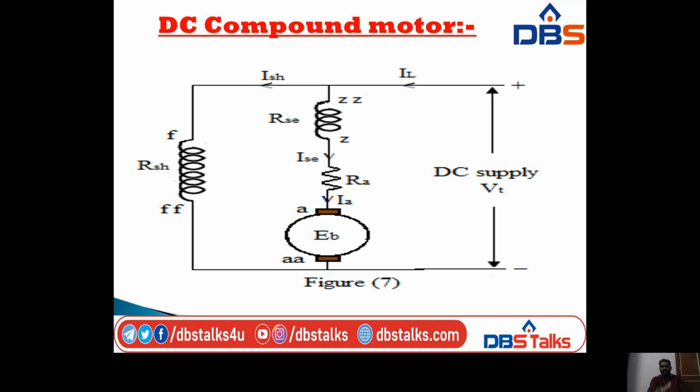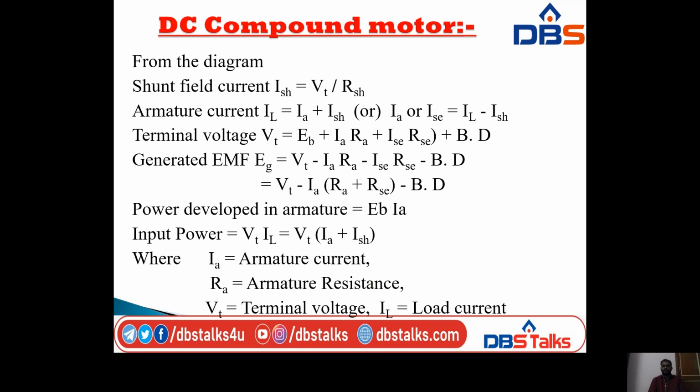So this is the diagram of the long shunt compound motor. Here I am taking the shunt field winding and the series field winding. The armature winding is connected in series with the series field winding and in parallel with the shunt field winding, and these are all connected across the load.